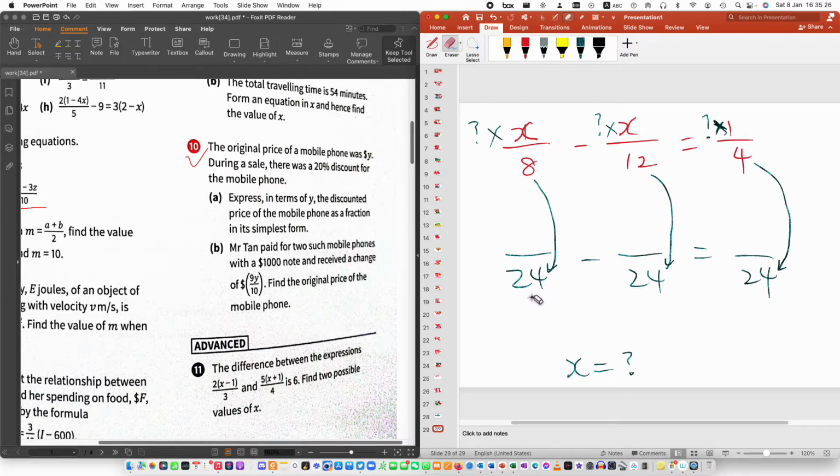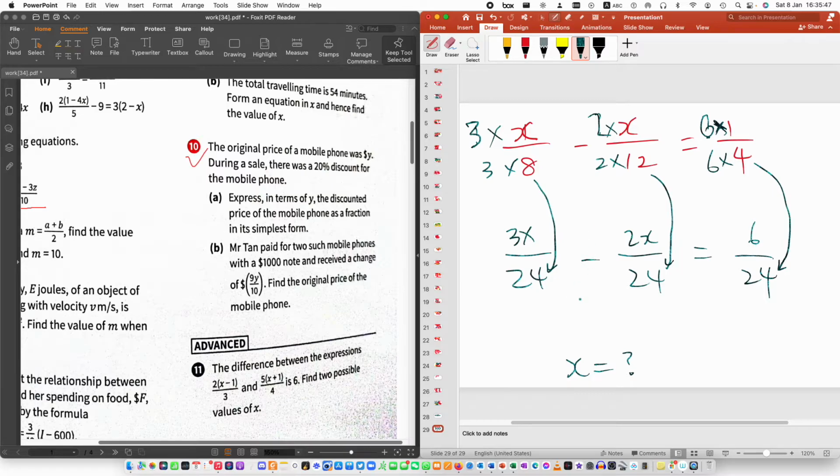So how do you get 24 here? Times 3. So 3 times. So I get 3x here. So here is 2 times, right? So therefore I get 2x here. And here is a 6 times, right? So far so good?